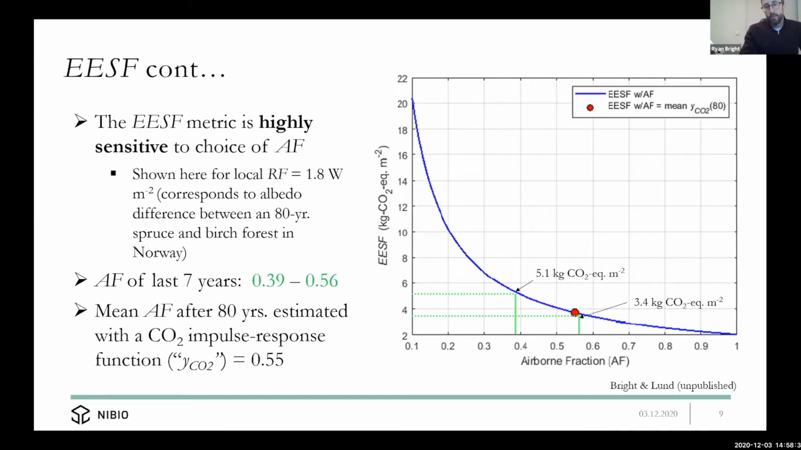Incidentally, if one were to take an atmospheric fraction derived from an impulse response function or some simple carbon cycle climate models, one would see that for the same period, 80 years, the value would be around 0.55. So within the airborne fraction observed range for the last 7 years.